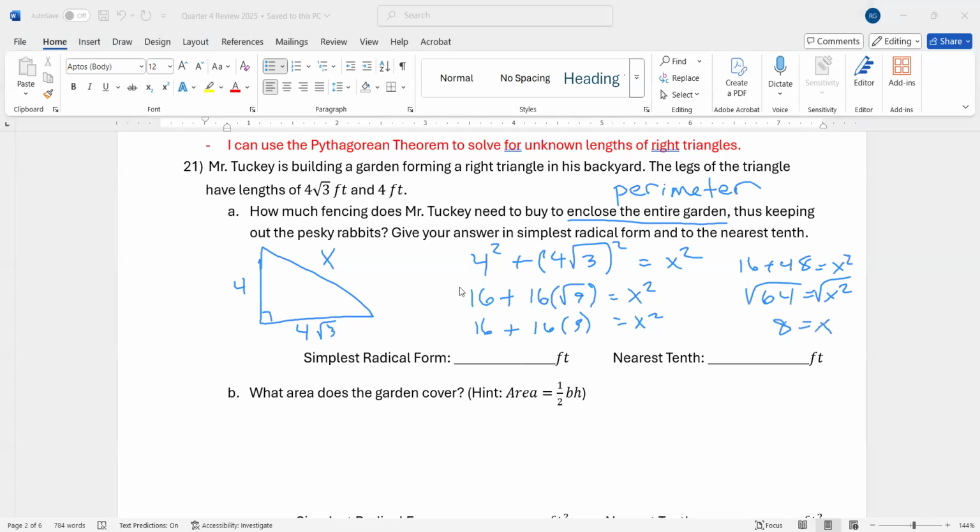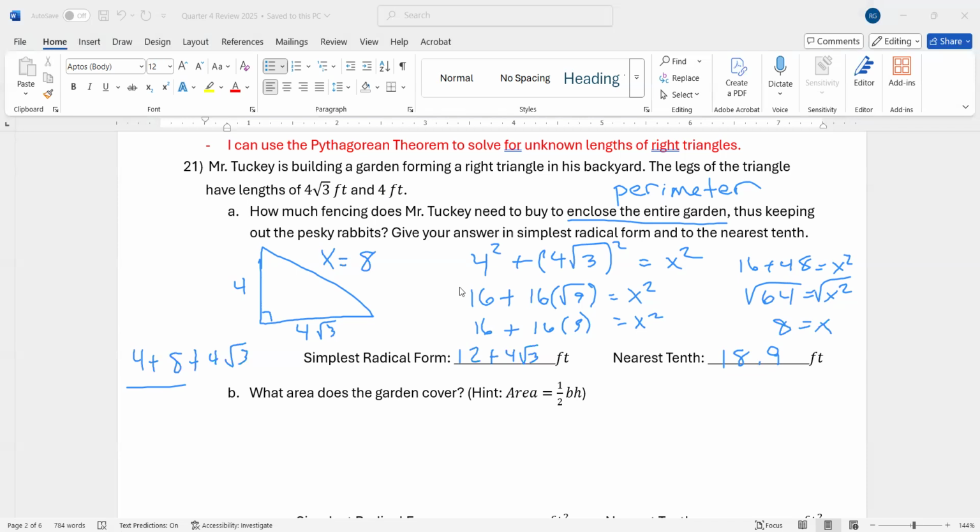It's a nice number here. Now that's just x. That's not my answer. I want to now add up the sides, the perimeter. So 4 plus 8 plus 4 radical 3. I can put 4 and 8 together to make 12, but I can't put that with 4 radical 3 because the 4 has a radical with it. So that's my final answer in simplest radical form. To the nearest tenth, I can do 12 plus 4 radical 3, type it in my calculator, and you should come up with 18.9 feet. That would enclose his garden.